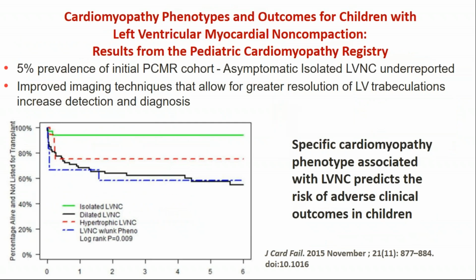In this study, looking at the cohort of LVNC patients reported to the Pediatric Cardiomyopathy Registry, there was a 5% prevalence, but all of the patients now being detected due to improved imaging techniques, who are asymptomatic, aren't represented in this cohort. So it's hard to extrapolate from these older publications, this one from 2015, what it means for my child if, say, your child had an innocent heart murmur, wound up getting an echo, and was told that they have LV non-compaction, though it's isolated and everything else with the heart is fine.